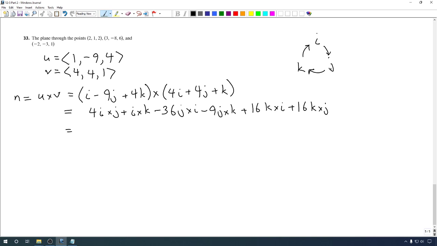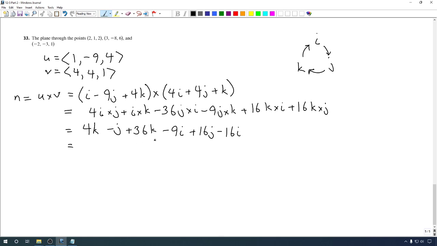i cross j, we get a positive k, so 4k. i cross k is a negative j. j cross i is a negative k. We already have a negative there, so we have a plus 36k. j cross k is a positive i. We already have a negative, so we have negative 9i. k cross i is a positive j, so we have 16j. And then k cross j is a negative i, so a minus 16i.